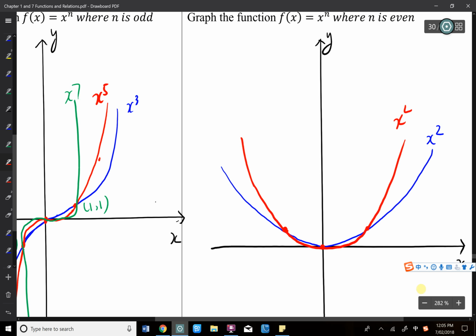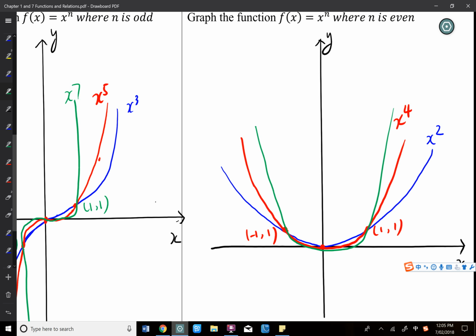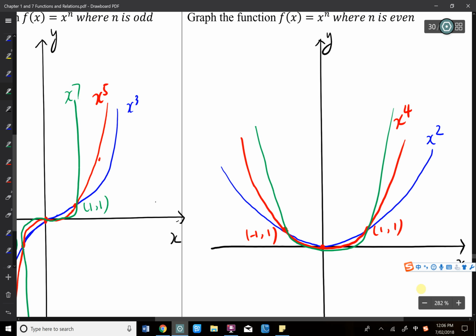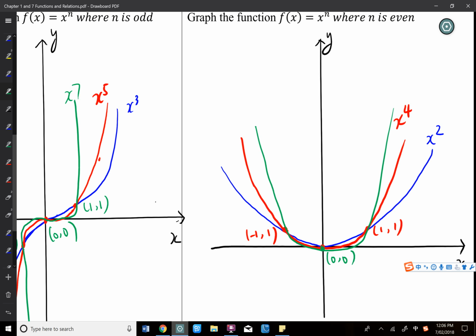So that's x to the power of 4. So you have (1, 1) and (negative 1, 1) as the intersection. But if you have a green one, you know what's going to happen, it's hard to sketch. Okay, the green one goes below the red one in between negative 1 and 1, and then goes above the red graph after that, on the left-hand side and right-hand side. So you have (0, 0) as an intersection as well. That's how x to the power of 4 looks for even and odd powers.